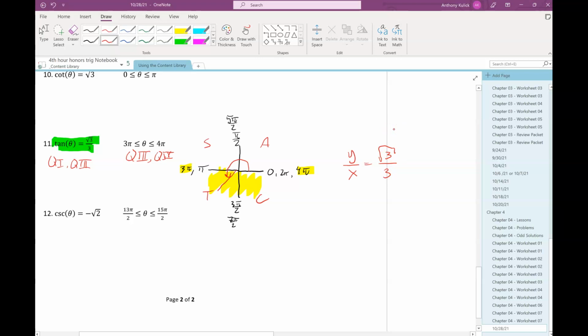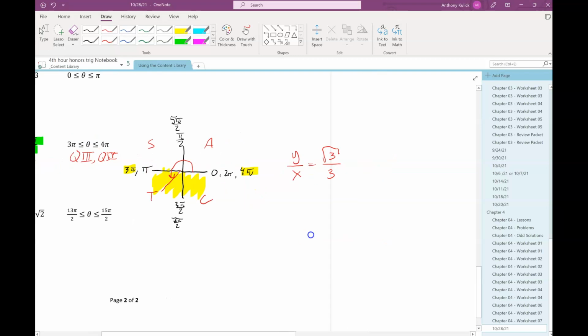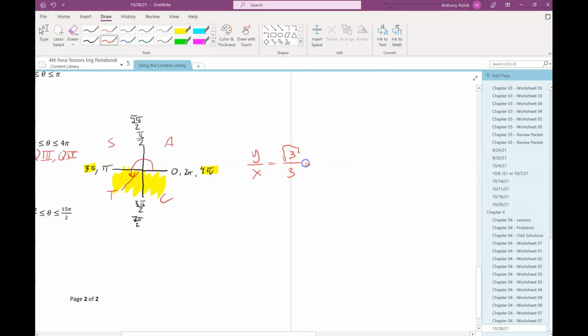But here's where things go off the rails a little bit, because when I go to the unit circle, I don't see any coordinates that have just a 3 in anywhere, right? I see 1, I see 2, I see root 2, I see root 3, but I don't see any regular 3s, right? So what I'm going to do is I'm actually going to reduce this fraction. So regular 3 is the same as root 3 times root 3. So I'm going to actually reduce that to 1 over root 3.